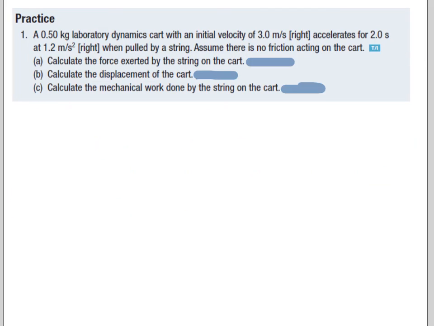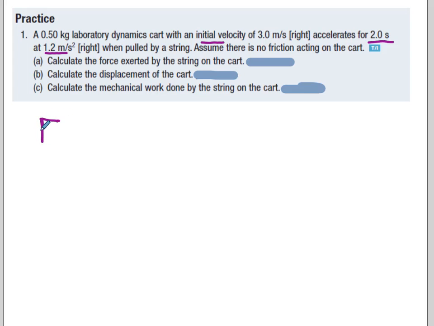Okay, here's a practice question to try on your own. If you want to hit pause here, and then we'll take it up real quick. Okay, so let's have a quick look here. We have a 0.5 kilogram laboratory cart. Initial velocity 3 meters per second, accelerates for 2 seconds at 1.2 meters per second squared. So there's some kinematics already showing up. Assume there's no friction, so calculate the net force exerted by the string on the cart.